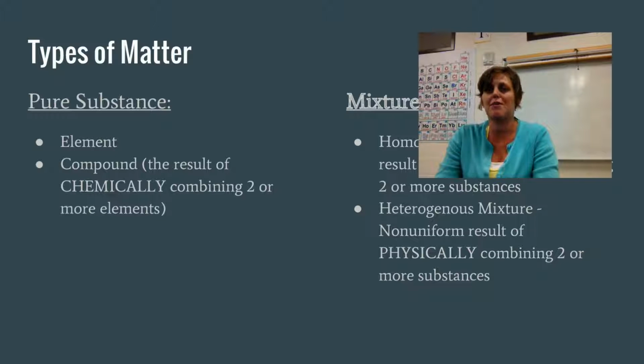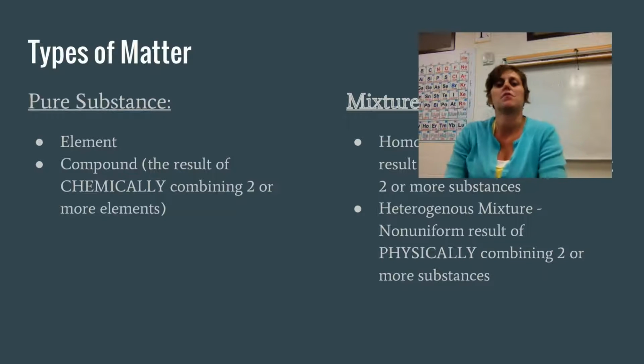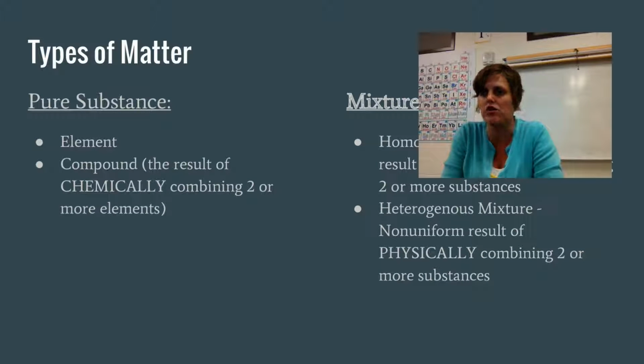A pure substance is going to be an element. That's anything on that periodic table over there. Copper, nickel, helium, hydrogen, carbon, oxygen, nitrogen. All of those things are elements that can be found on your periodic table.